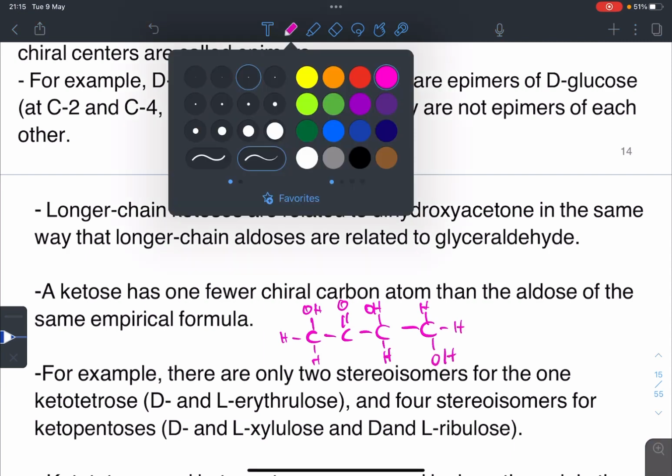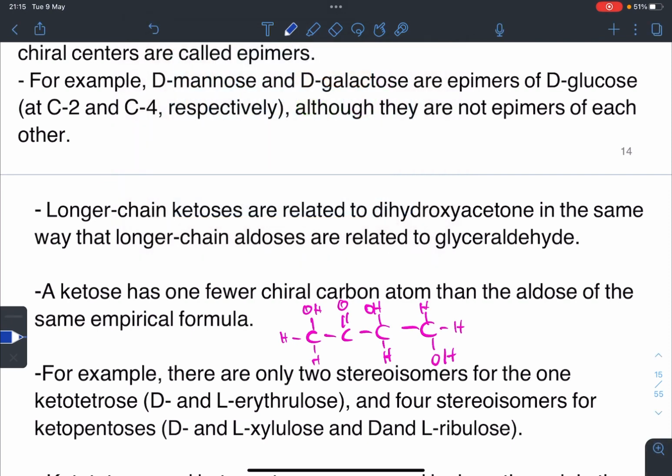Okay. So with this, is this chiral? No, because hydrogen and hydrogen are here. Is this chiral? No, hydrogen and hydrogen are here. So the terminal ones are usually not chiral. So what else? The only chiral you have is this guy. So there's only 1 chiral center here.